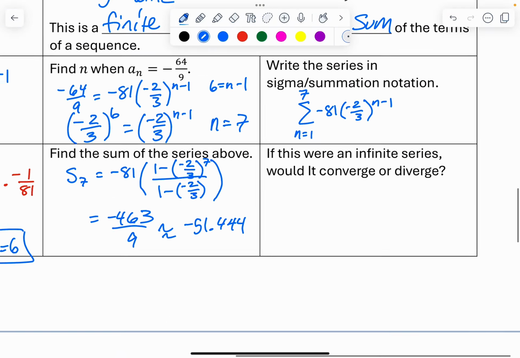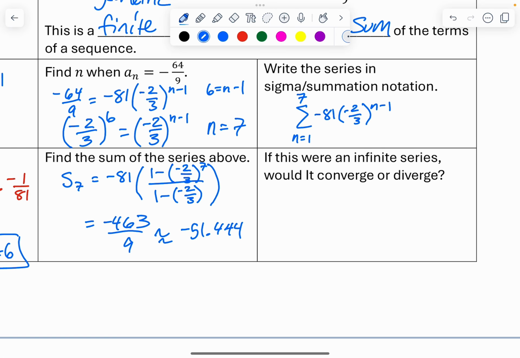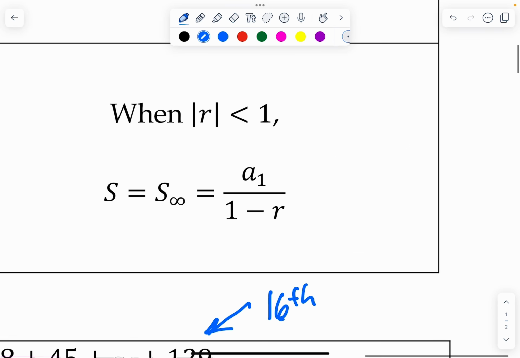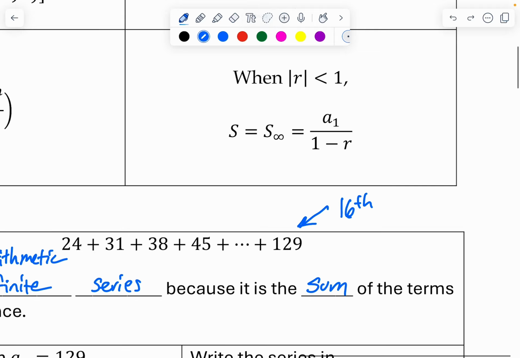Okay, and so now it says, if this were an infinite series, would it converge or diverge? It would converge. Our r value was equal to negative 2/3. The absolute value of negative 2/3 is 2/3, which is less than 1, and so that will converge. So now we use the formula. Sometimes maybe I should be in the habit of writing that infinity. Sometimes I just get lazy and don't. If I just have an S for sum and there is no indication here, it's the same thing as saying it's the infinite sum. Okay, and so it's a sub 1 over 1 minus r.